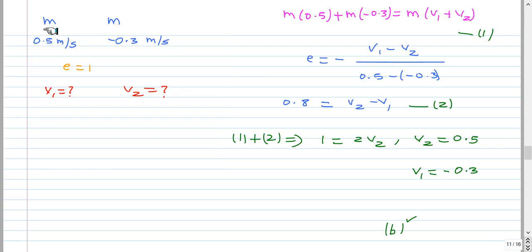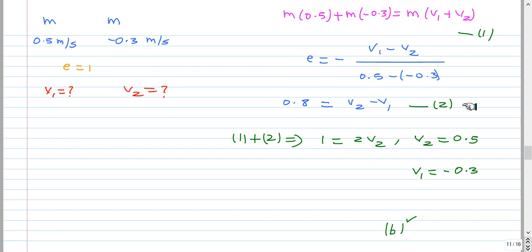So there are two identical masses m and m. One has velocity 0.5 meter per second, the other one minus 0.3, and it's an elastic collision. So e is 1. You have to find the final velocity of both 1 and 2. Using conservation of momentum, the initial momentum of the system is m into 0.5 plus m into minus 0.3, equal to m into v1 plus v2. The coefficient of restitution is minus final relative velocity divided by initial relative velocity, so that is minus (v1 minus v2) divided by (0.5 minus (minus 0.3)). From this we get v2 minus v1 as 0.8.